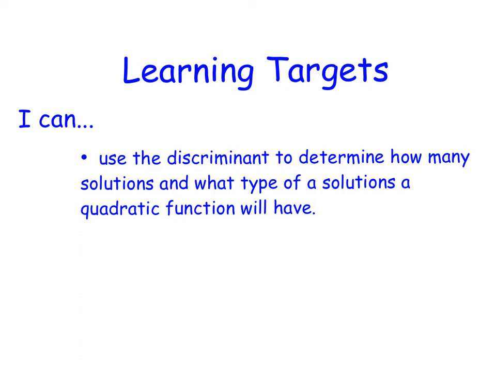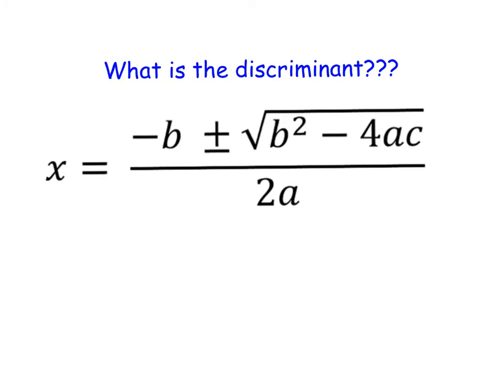So in this video, we're going to focus on a specific part of the quadratic formula called the discriminant, and we're going to use it to determine how many solutions a quadratic function has, as well as what type of solutions that quadratic function will have. So before we can use the discriminant to make predictions, we need to talk about what the discriminant is. And the discriminant is this portion underneath the square root.